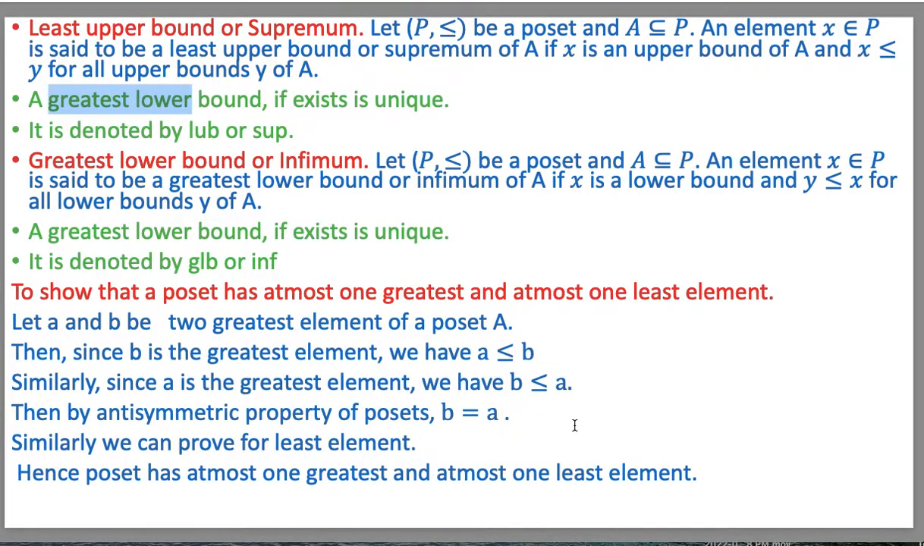But A and B are elements of a poset, so it satisfies the antisymmetric property. Antisymmetric property means if A is less than or equal to B and B is less than or equal to A, then B is equal to A. So there cannot be two greatest elements of a poset. So a poset has at most one greatest element. Similarly, we can prove that the poset has at most one least element. Hence, a poset has at most one greatest element and at most one least element.